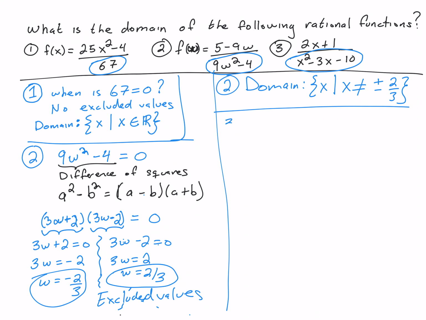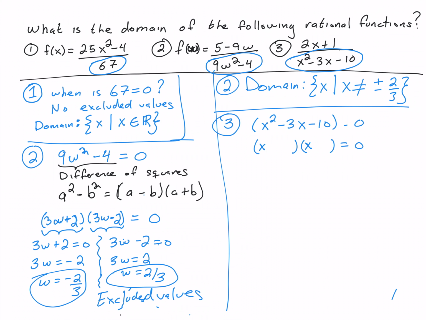Okay, now for the third problem, same thing. You want to take a look at the denominator, which is x squared minus 3x minus 10, set that equal to 0, and then factor. Here it's a little bit different. We have a trinomial, so we know that we're going to need an x and an x here.